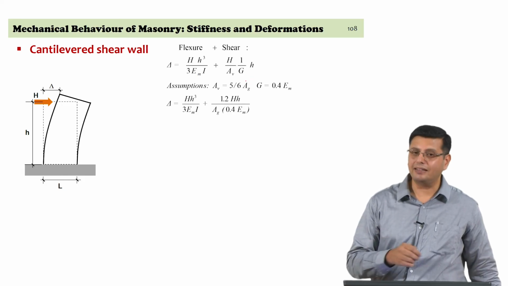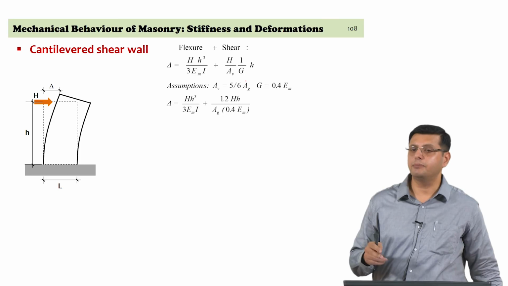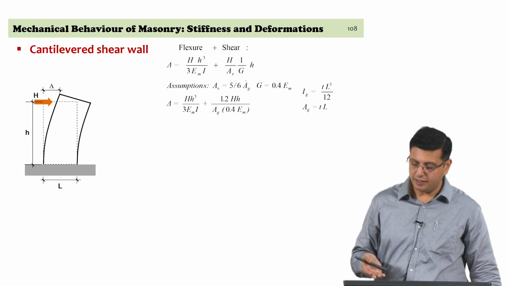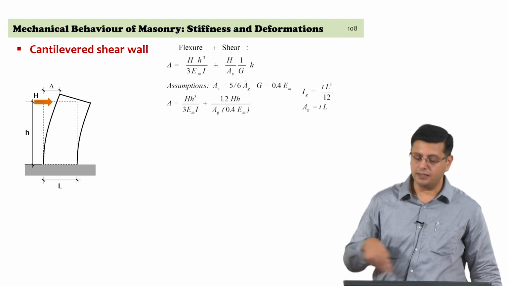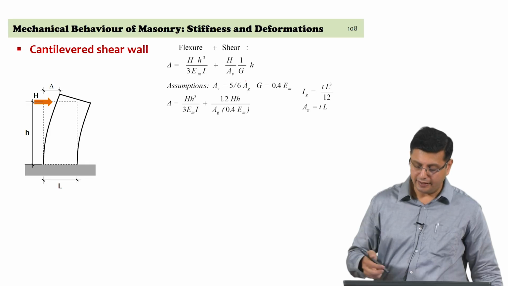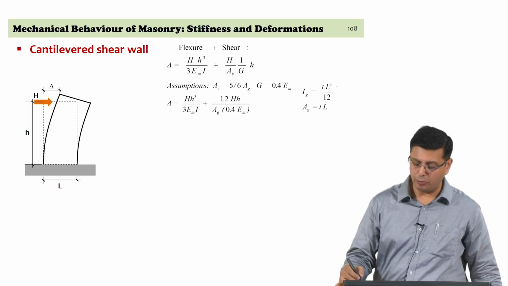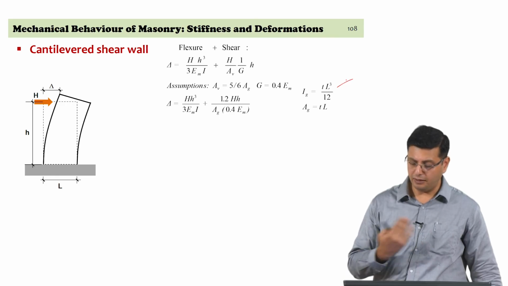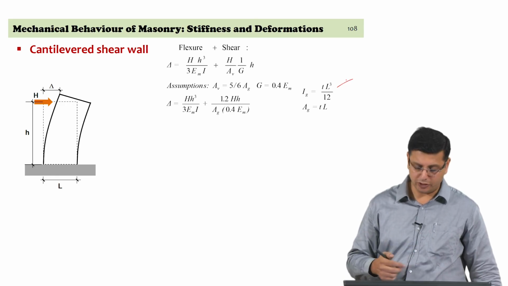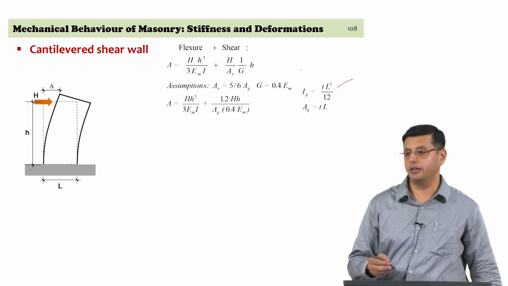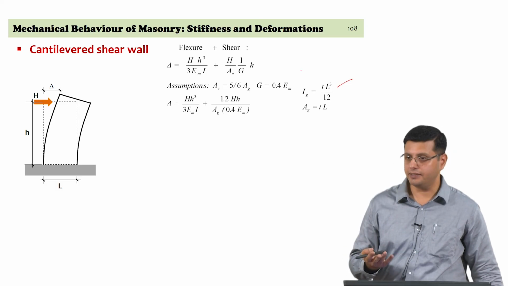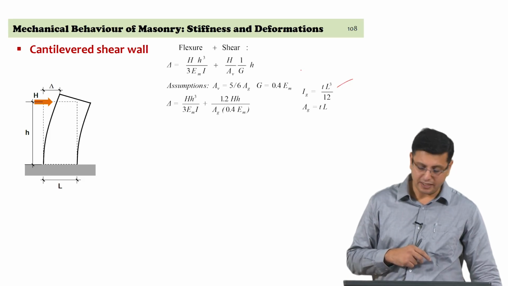An assumption that the shear area is about 5/6 of the gross area of the cross section is an acceptable assumption. Ag here is thickness into the total length of the wall, and then the second moment of area of the wall for in-plane bending along the major axis is T L cube by 12, and the shear modulus again is assuming that the material is an isotropic material.